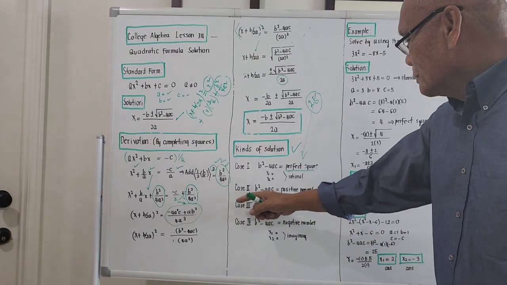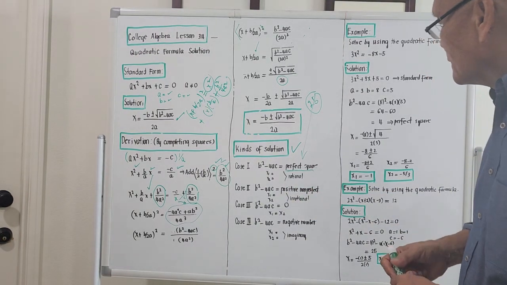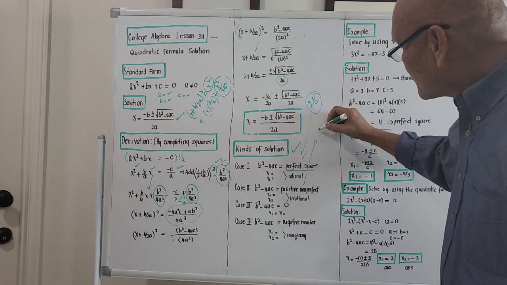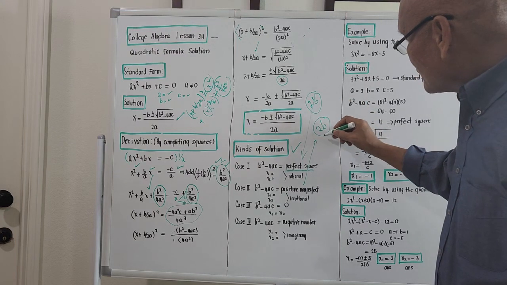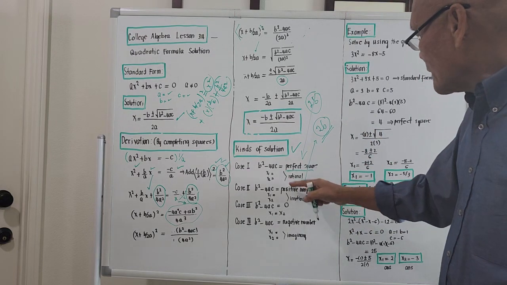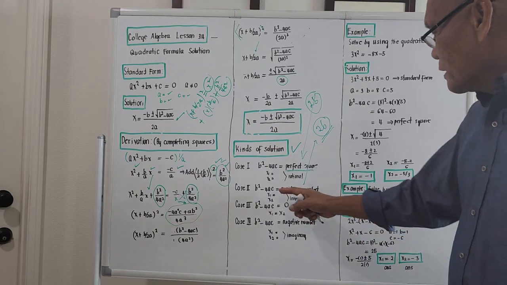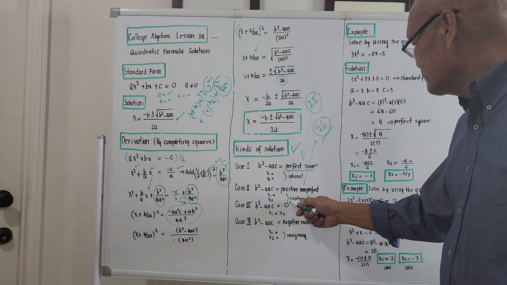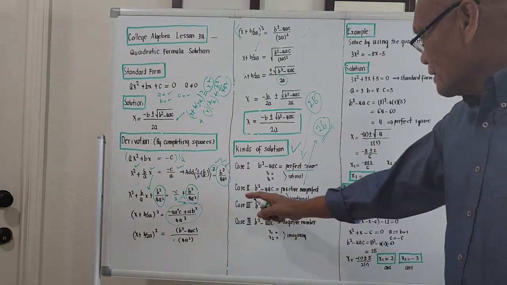For case number 2, if the value of b squared minus 4ac is positive non-perfect, an example of this is if what comes out inside the radical is 26. This is not a perfect square, so 26 is an example of a positive non-perfect. And there will be two values of x also, x1 and x2, and they are irrational. Irrational, meaning they are not exact. Right? 26.